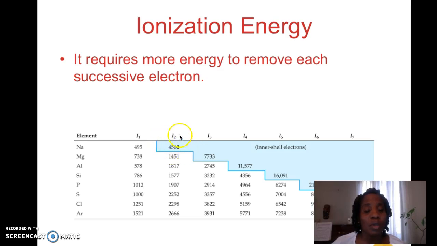The energy level closer to the nucleus is going to be much more strongly attracted to the nucleus and therefore require significantly more energy. Same thing with magnesium. These 2 electrons were in the outermost energy level, which is the third energy level. So yes, it increases from the first ionization energy to the second, but a much larger jump in the amount of energy occurs to remove the third, because I now had to remove an electron from the second energy level.